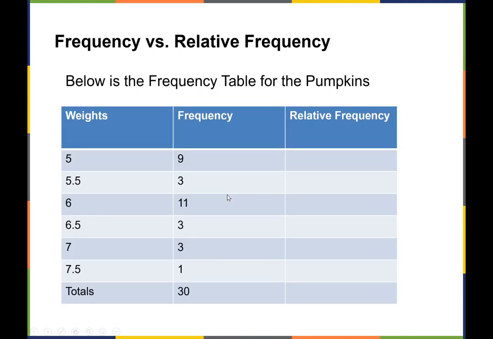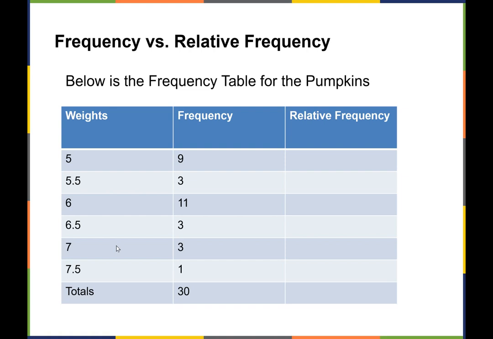All right, one last topic for this histogram video. And the last topic is frequency table. So here is our frequency table for our pumpkins. This means that for the weight 5, there was a frequency of 9 pumpkins. For the weight 5.5, there was a frequency of 3 pumpkins. And you can see why this would be really useful instead of just listing 5 nine times. It's a little bit easier to read.